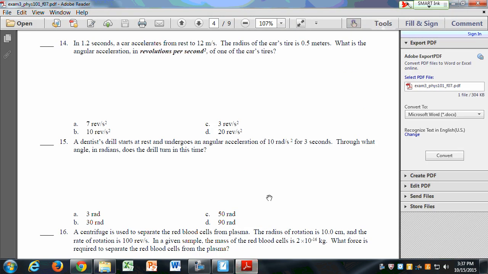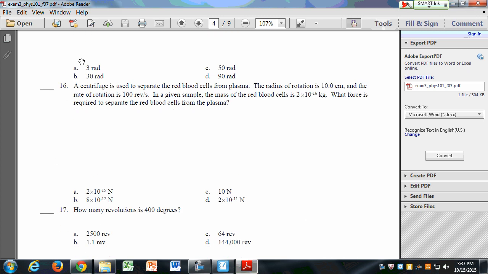All right, let's look at this. A centrifuge is used to separate the red blood cells from plasma. I think you had a homework problem like this. I would look at your homework closely for all three chapters, 5, 6, and 7. The centrifuge is used to separate red blood cells from plasma.